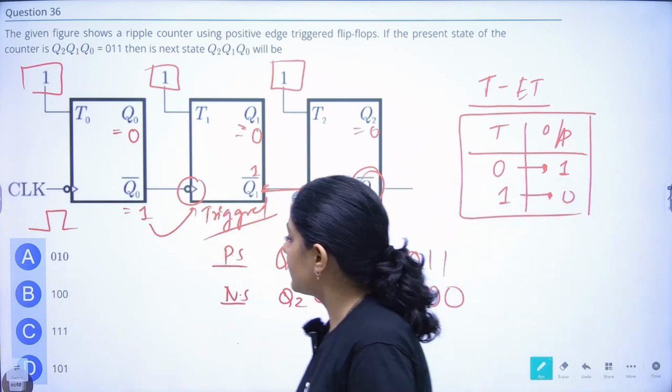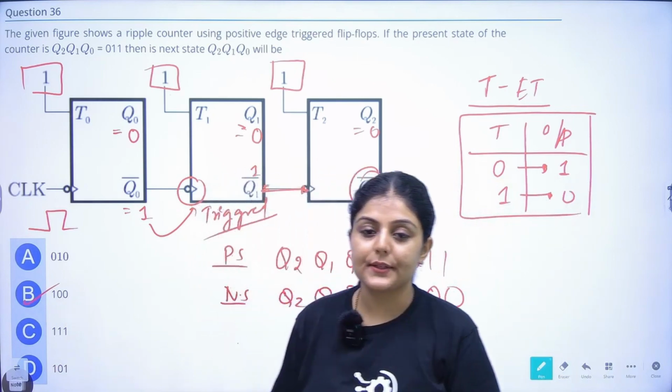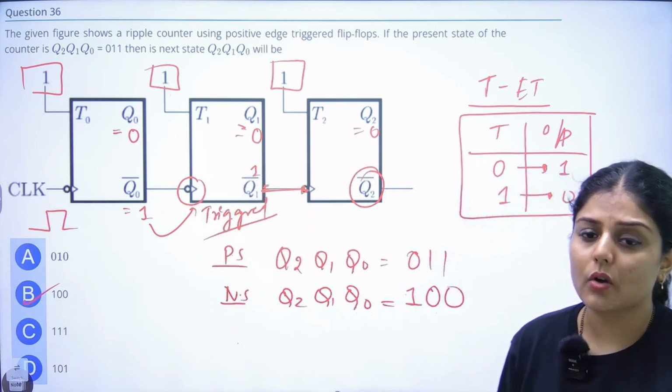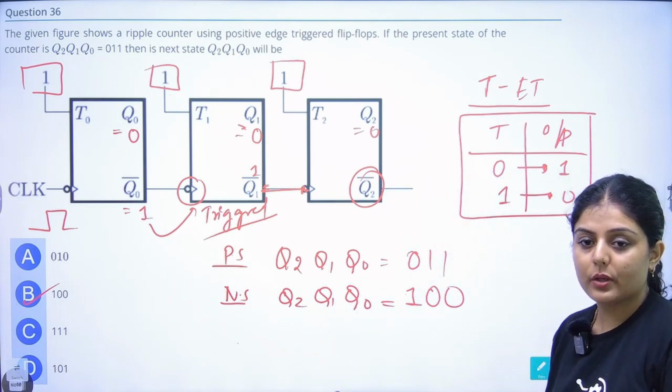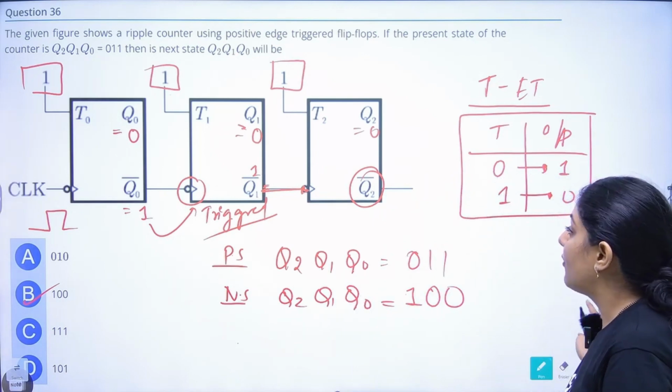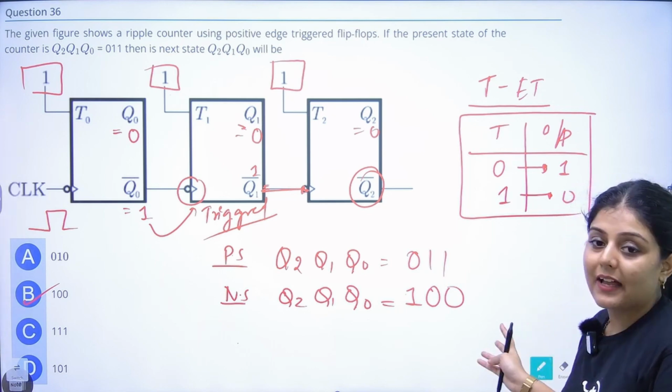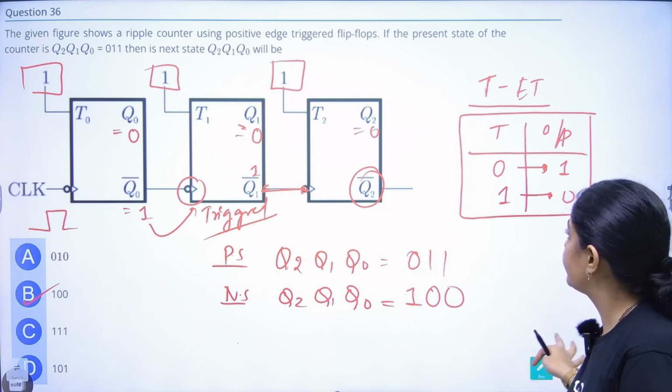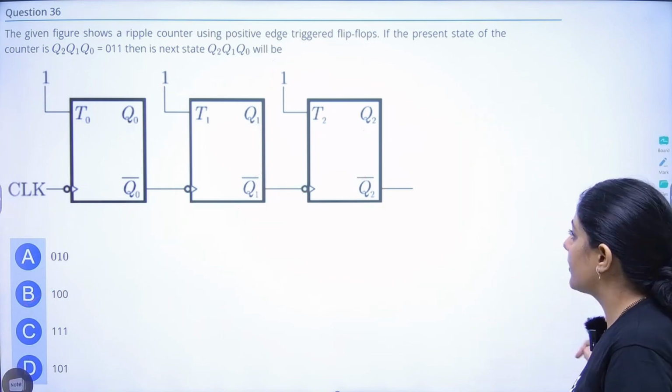So the output is B, 1 0 0. Anyways, you can see this is a toggling flip-flop. So the next state will be just opposite to the previous one. If it is in toggling mode, because T value is 1, that means it will toggle. Okay, moving on to the next question.